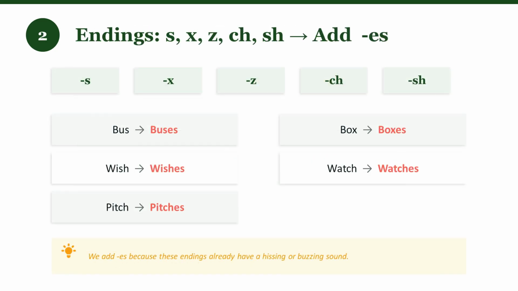Rule number 2. When a noun ends in the letters s, x, z, ch or sh, we add es to make it plural, instead of just s. This is because these endings already have a hissing or buzzing sound, and adding just an s would make them very hard to pronounce. So for example, bus becomes buses. Wish becomes wishes. Pitch becomes pitches. Box becomes boxes. And watch becomes watches. Notice how the es makes it easier to say the word.